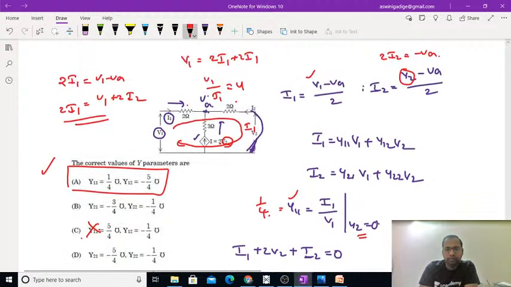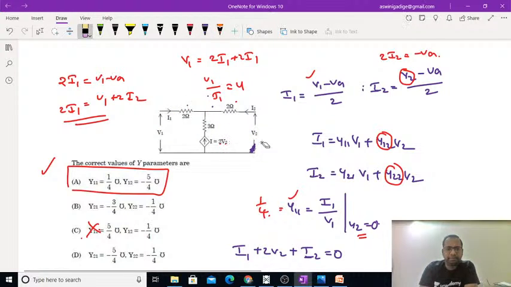To find out Y21 or else Y22, we have to make V1 as 0, right? If you want to make V1 as 0, just remove all these things. I'm just erasing. If you want to make V1 as 0, we have to short circuit this one, and whatever the current that is coming here, the current I2 is coming, and here the I is coming, and here the I1 is coming. That means all these three are meeting at this point.